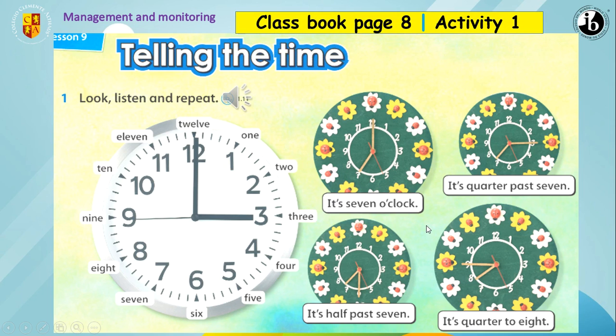Okay, now let's go to our book on page 8. Let's go to activity 1. Look, listen, and repeat. We have to look at the clocks, we have to listen to this audio, and we have to repeat, okay? But first, this is 12, this is 1, this is 2, this is 3, 4, 5, 6, 7, 8, 9, 10, 11, 12, right? And this is the short hand, this is the long hand, right? Okay, everybody, let's listen. Listening 1.11.